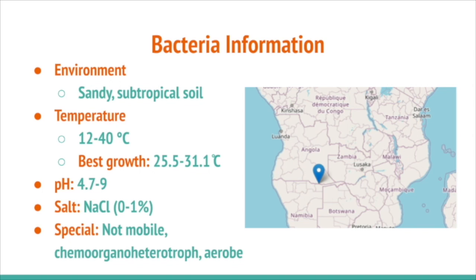Some things that are special about this bacteria is that it is not mobile, meaning it doesn't move, and it's a chemoorganoheterotroph. This is unique because it falls into the same nutrition category as us humans. We both get our energy and carbon source from organic compounds like nucleic acids, fats, sugars, and proteins, which can only be obtained through food, which means that these microbes also eat food to obtain their carbon source and energy source. In addition, this bacteria is an aerobe, meaning it needs oxygen to grow.